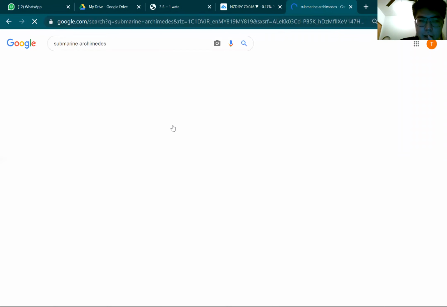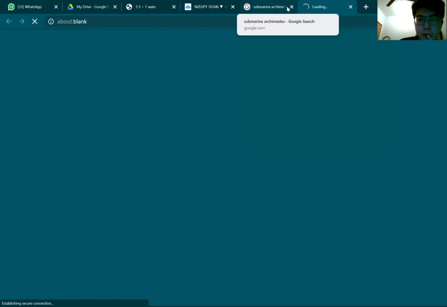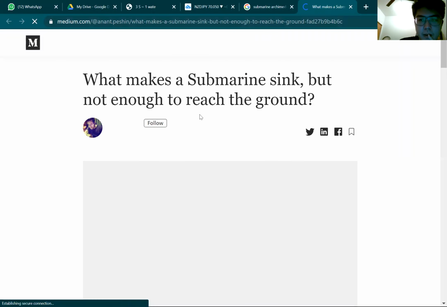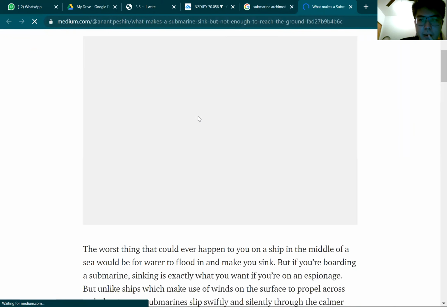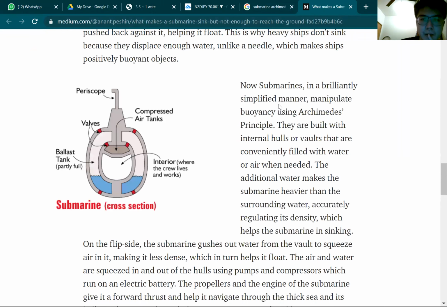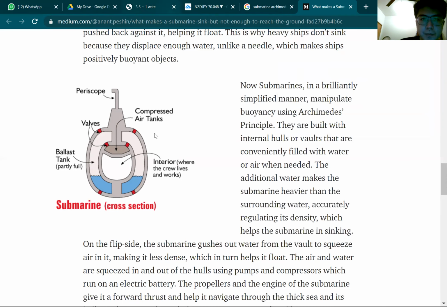Okay, I just want to talk about how the submarine uses the principle of buoyancy, because I forgot to talk about this just now. Look at this diagram here, the diagram on the left. This is a cross-section of the submarine. Now, how does it work? Look at the parts.